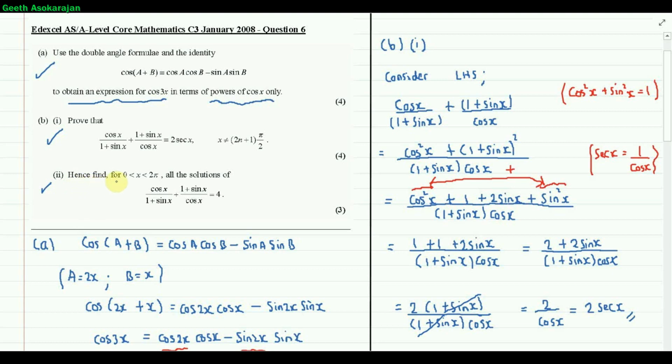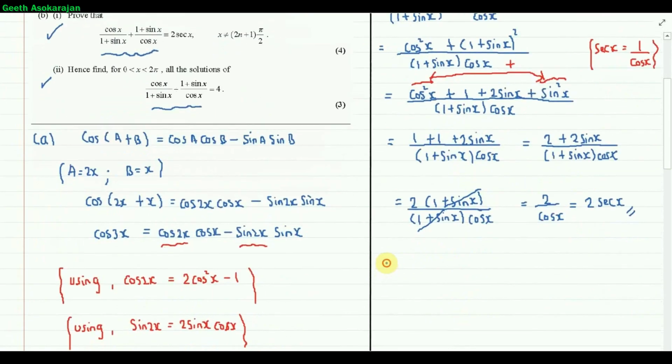So hence find for values of x, or for angles x between 2 pi and 0, all solutions of this trigonometric equation. Now bearing in mind the left hand side of this equation is the same as the left hand side of this term, which we've proved to be equal to 2 sec x. So I'm going to use that very term 2 sec x to rewrite this trigonometric equation.